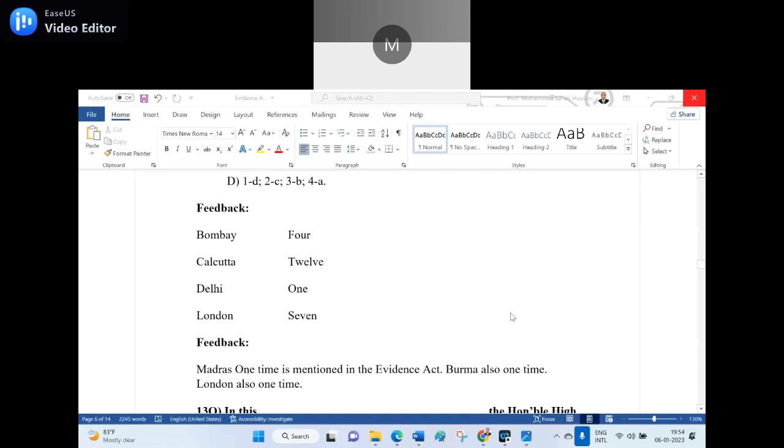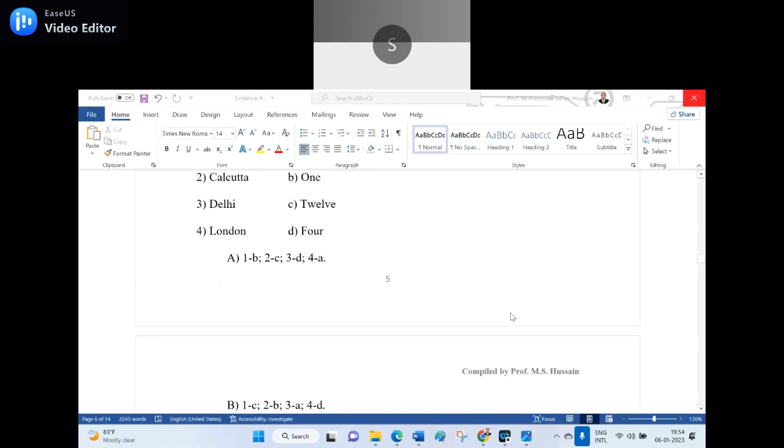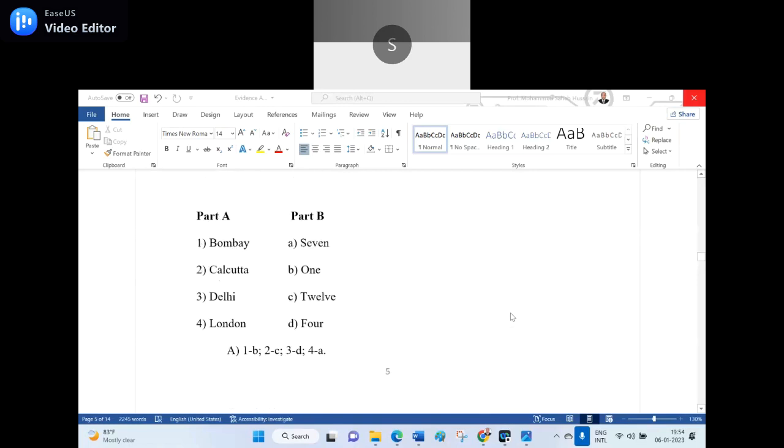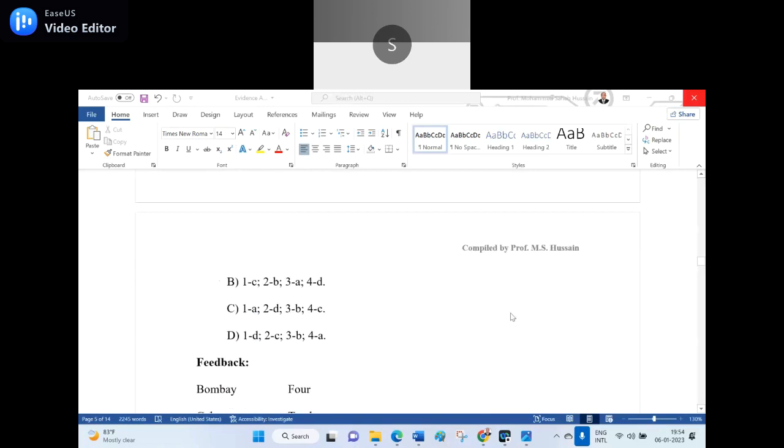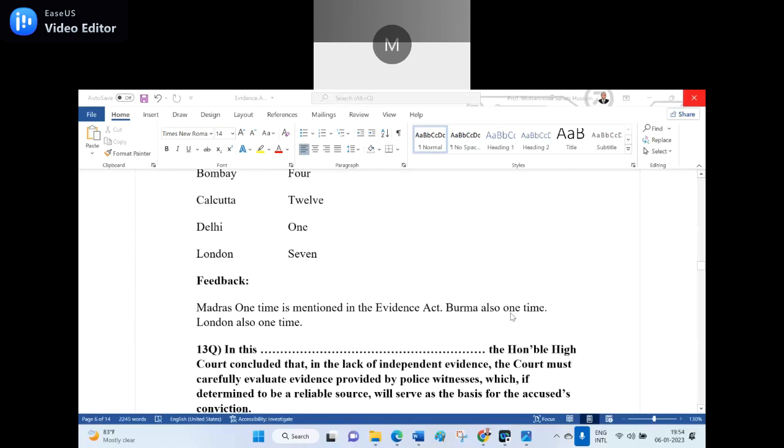Okay, feedback. Madras is mentioned 1 time in the Evidence Act. Burma is also 1 time, but that too in the footnote. And London is also used only 1 time in the entire Evidence Act. Is it clear? Sir, it says London 7 here. London 7 times. No, I gave the options. I gave, okay, London, yeah, sorry. London also, no, it's 7 times. It's 7 times, not 1 time.